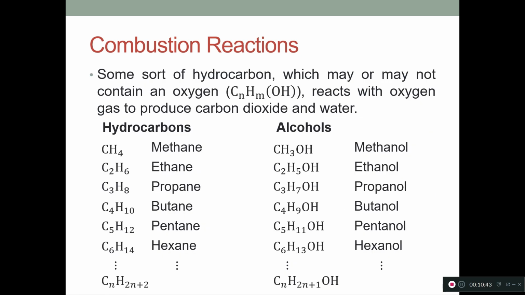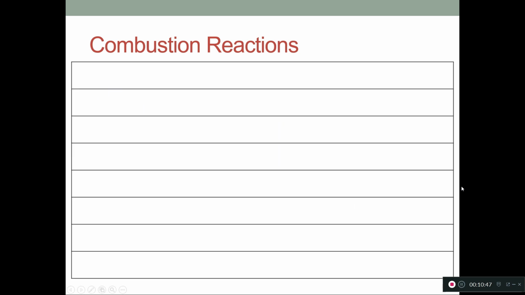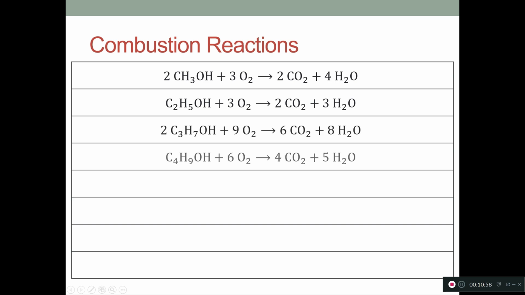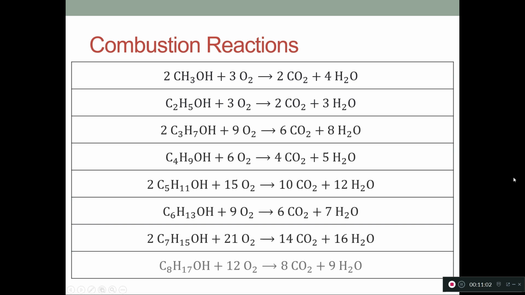And now let's look at this for alcohols. So the alcohols are the things that have the OH group on them. And if we look at the first few examples for this, methanol, we have this, then ethanol, then propanol, then butanol, then pentanol, then hexanol, then heptanol, then octanol.